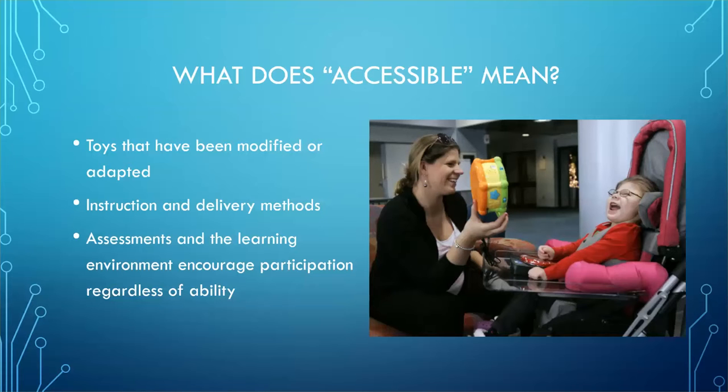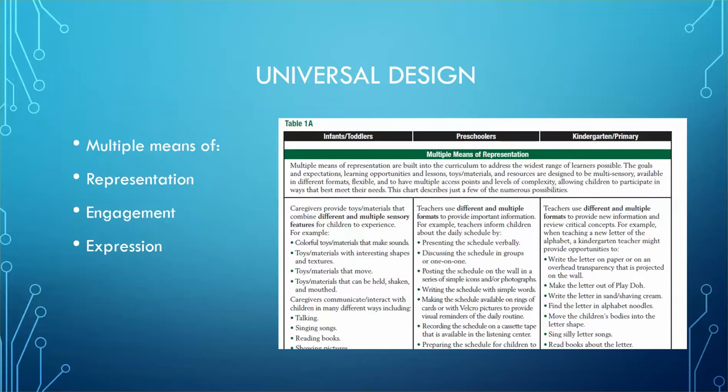What does accessible mean when talking about preschool curriculum? It means that toys have been modified or adapted, and that instruction and delivery methods, assessments, as well as the learning environment encourage the participation of each child regardless of their ability. Following the concept of universal design, curriculum should have multiple means of representation, multiple means of engagement, and multiple means of expression. See Table 1A from the end of the NAEYC Promoting Positive Outcomes Handbook, shown here.